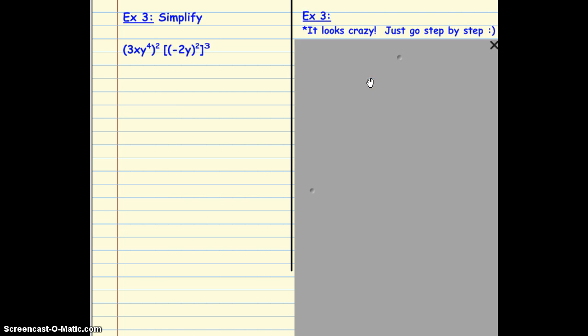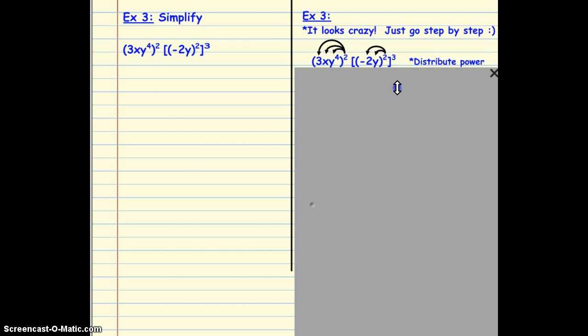All right, our third and final example combines all of these power rules together. We have 3xy to the 4th, all to the 2nd power, and then we have times negative 2y to the 2nd power, all to the 3rd power. And this problem, I know it looks a lot crazier than the last ones, but just go step by step and you will be able to figure out the answer.